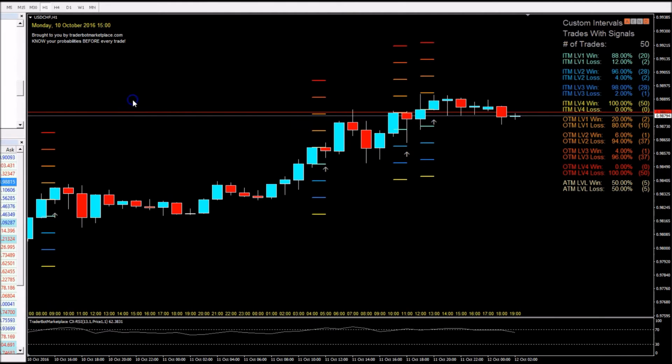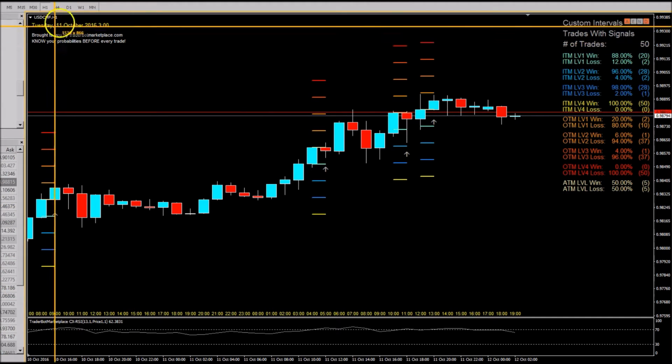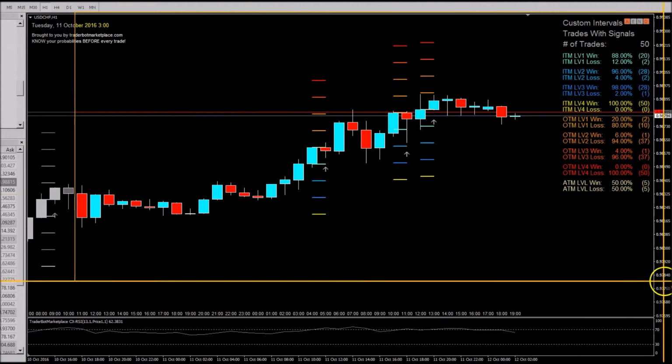Many people have asked me how to read the signals. Whether they're signals in the chat room or signals that you derive from your software, here is how you read them. I'm going to take a picture here.